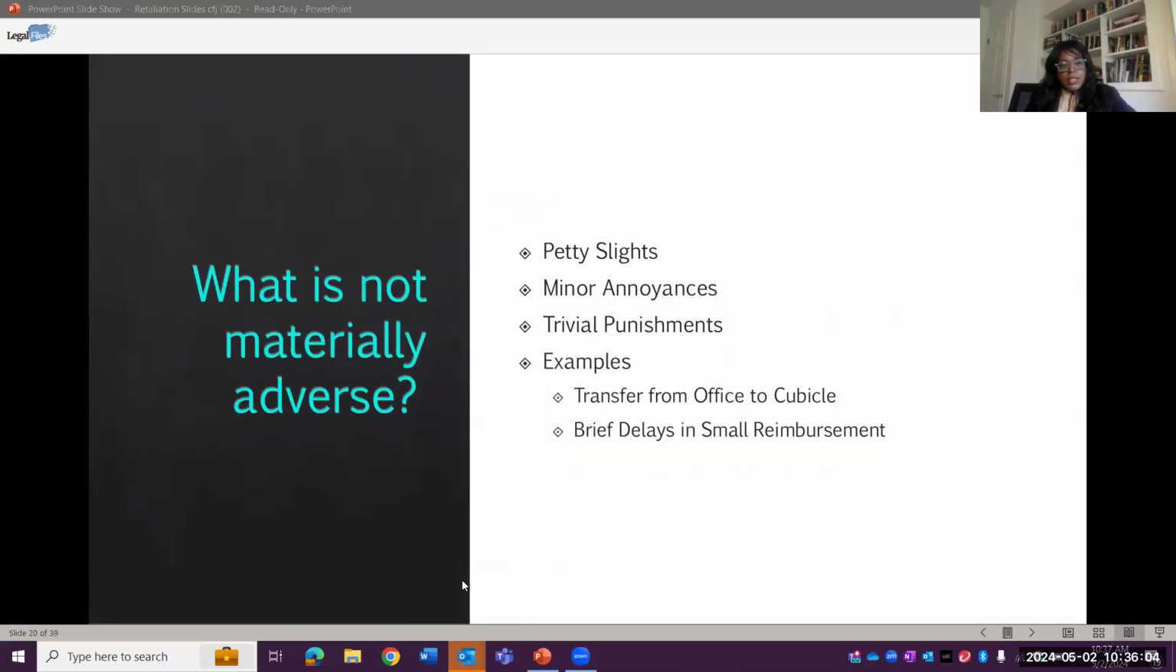Then turning to the slide that talks about what is not materially adverse. We've got to consider petty slights. If there are some basic insults or rude comments that are being made, they do not rise to the level of retaliation. You might also notice a lack of good manners or things that aren't courteous from your colleagues. But a superior that fails to address an individual properly or simply ignores that individual just doesn't seem to rise to that level. They may make an employee feel unwelcome, but they may not qualify as materially adverse actions. The same goes for minor annoyances to the employee. Trivial punishments like transferring an employee from an office to a cubicle, according to case law, do not rise to the level of being materially adverse.